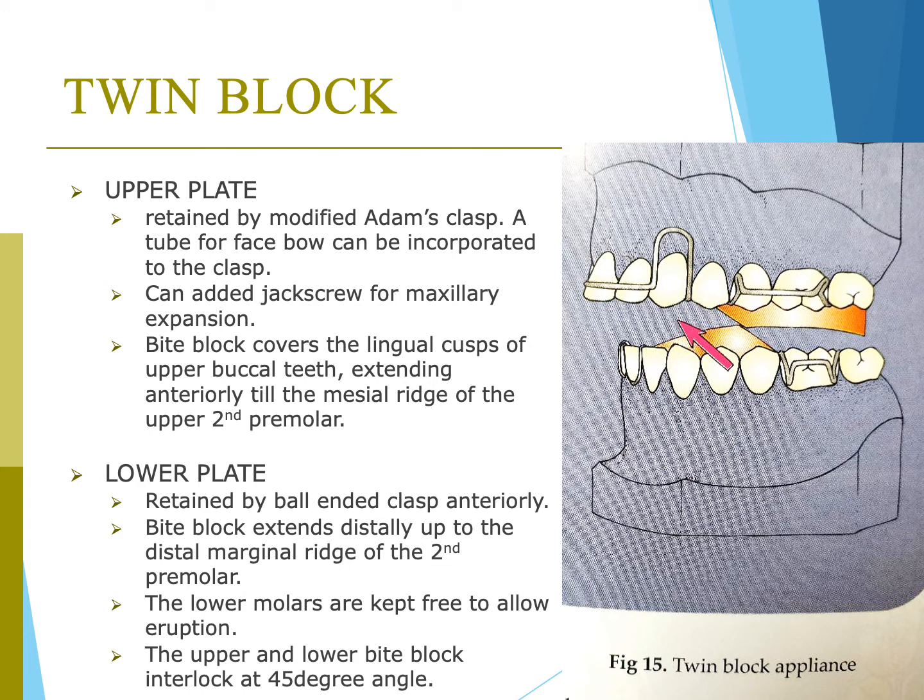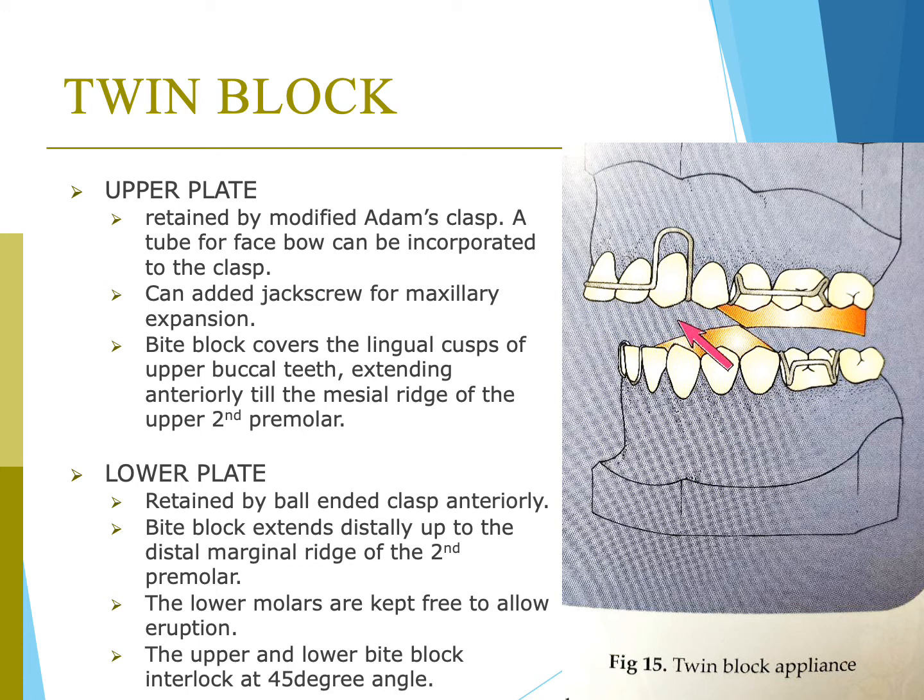The bite blocks extend distally up to the distal marginal ridge of the second premolar. The lower molars are kept free to allow eruption. However, in this figure 15, you can see there are Adams clasps on the lower molar. Some clinicians won't put the Adams clasps for retention. They only put ball-ended clasps at the lower incisors and Adams clasps on the premolars because they want to allow the molar to erupt freely.